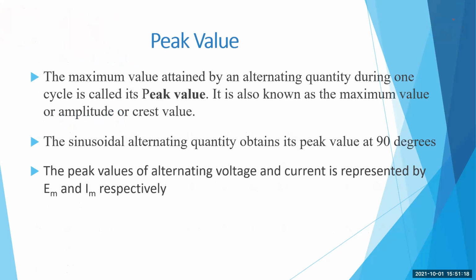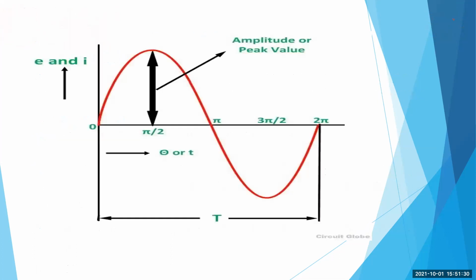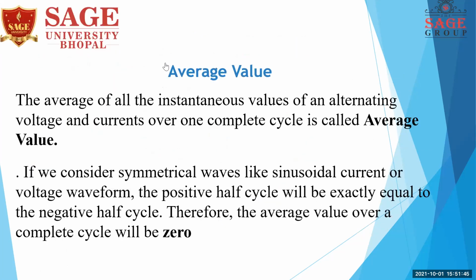Now the sinusoidal waveform. The peak value is the maximum value attained by an alternating quantity during one cycle. It is known as maximum value, amplitude or crest value. In the waveform, the angle of 90 degrees is denoted by the peak value. So this is the highest peak value of the sinusoidal waveform.